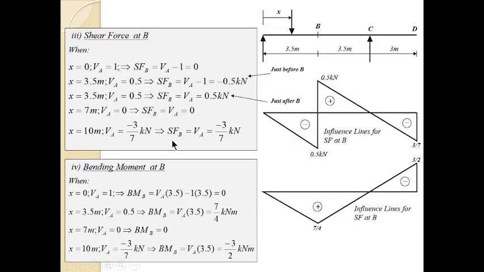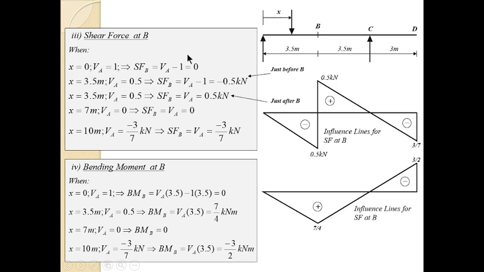So let's proceed. Let's also do it for shear force at B. This is point B. Point B is midway between support A and support C. So as usual, for us to draw the influence line for shear force at B, we will place a 1 kilonewton load here. Remember, this load is 1 kilonewton. We place the 1 kilonewton load at a varying distance of x.